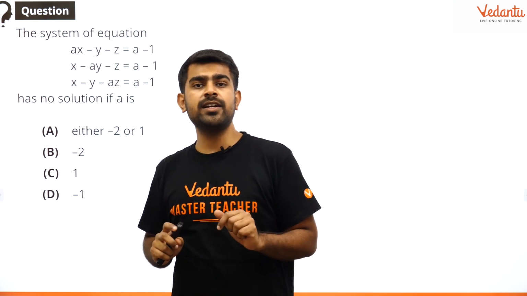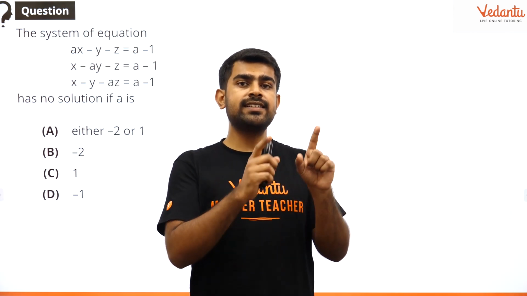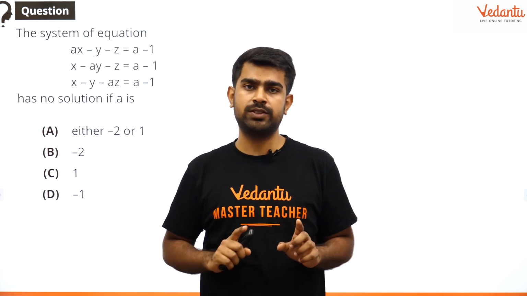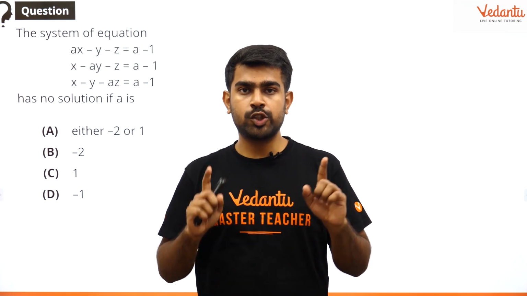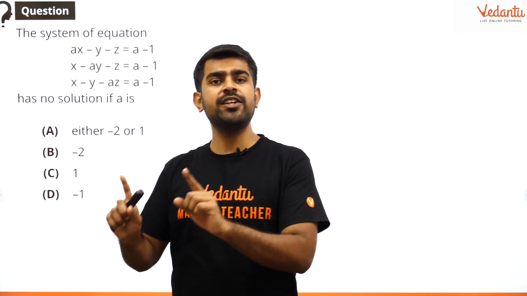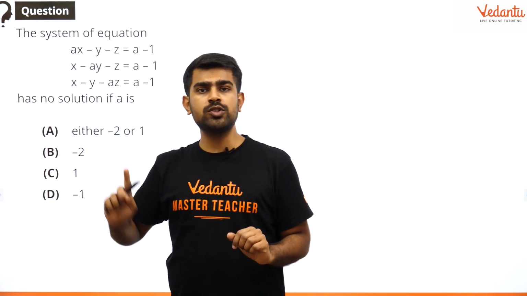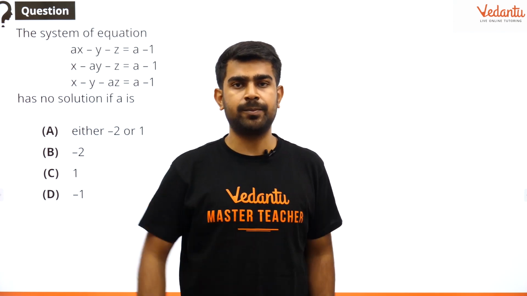So that determinant value should be 0, because whenever that determinant value is non-zero, then for sure you have a unique solution. Okay guys, whenever that value of determinant is non-zero, for sure you have a unique solution. But what are we looking at? We are looking at no solutions, right? So my determinant value should be 0. That is the first step.